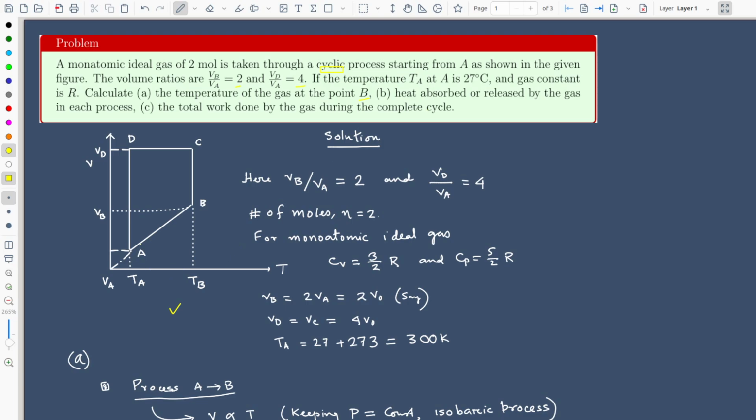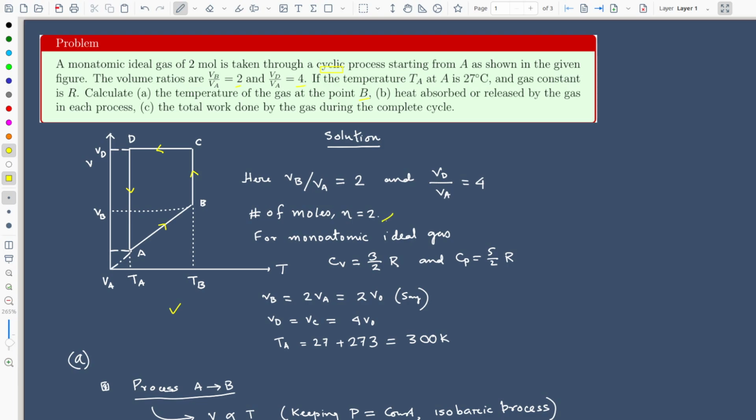This is the diagram. The gas is taken from A to B, B to C, C to D, and D to A. And this is the V-T diagram. The y-axis is V and the x-axis is T. Here all these are marked. This is Ta, this is Tb, this point is Vb, this point is Vd. Here Vb by Va is 2 as per the question and Vd by Va equals 4.